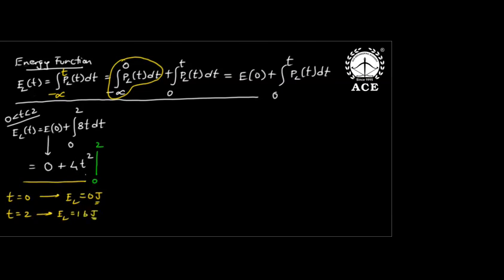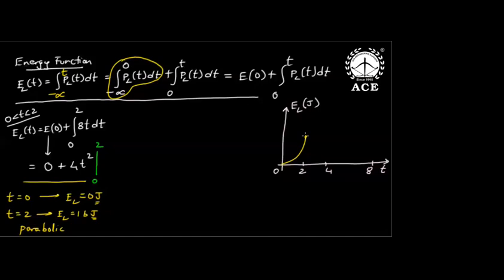But what kind of function? This function is like ax square, parabolic in nature. So if I plot this energy function in joules over 0 to 2, 2 to 4, and 4 to 8 seconds, it starts at 0 and reaches 16 joules as a parabola.